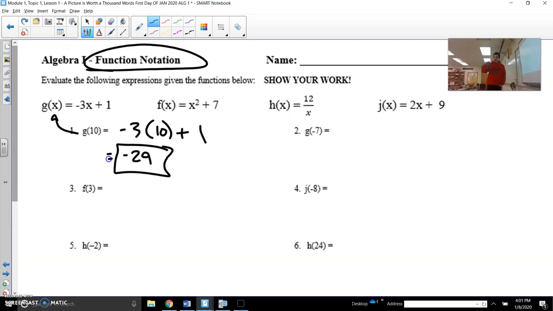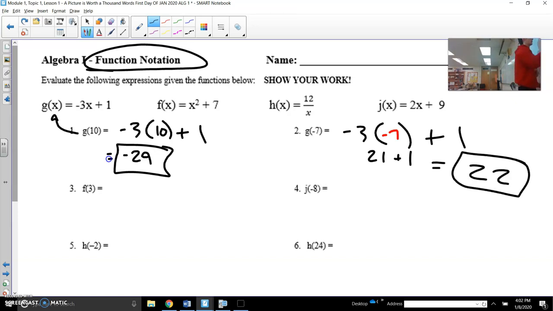So all of these on the front page are input. They all have numbers that are in parentheses, which suggests that is the input value. So we're going to do several here. -3x plus 1, I'm using the same function, g of x, but I do have a different input value. I am inputting -7. So -3 times -7, that'd be +21, and if you add another 1 to that, you get a final answer of 22.